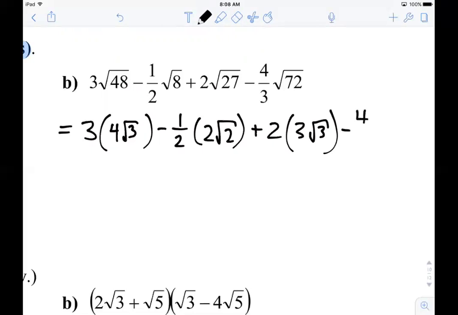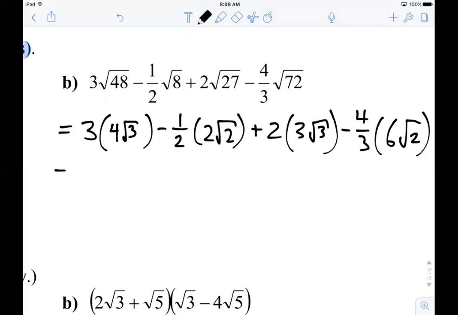And then it's 4/3 multiplied by, well, root 72 can be changed to 6√2. And that's because the number 72 can be 36 times 2, and then we square root the 36. So now it almost looks like I'm going to have some like terms. It seems like I'm sort of on the right track here, but I need to make sure I've expanded this out and gotten rid of any of the brackets involved.